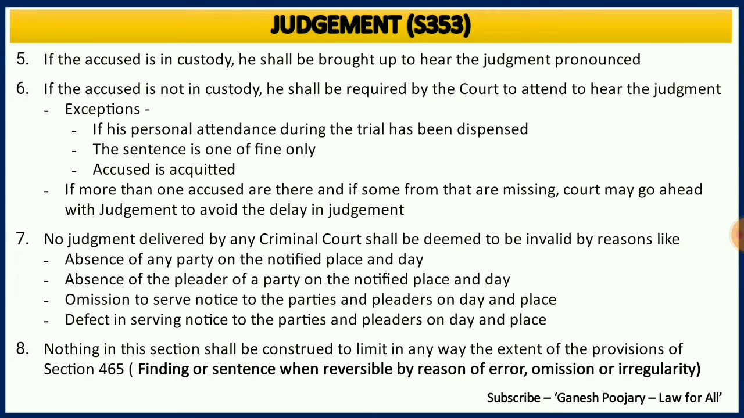What happens once the judgment is announced? The party which has lost always tries to give a reason that this is not a valid judgment. They will try to find some reasons, and subclause 7 discusses a few reasons which can't be a reason to say that the judgment is invalid. Like if there is an absence of any party, or if there is absence of any pleader, or if there is an omission to serve the notice, or if there is any defect in the notice that has been served. Nothing can be a reason to say that the judgment is invalid.